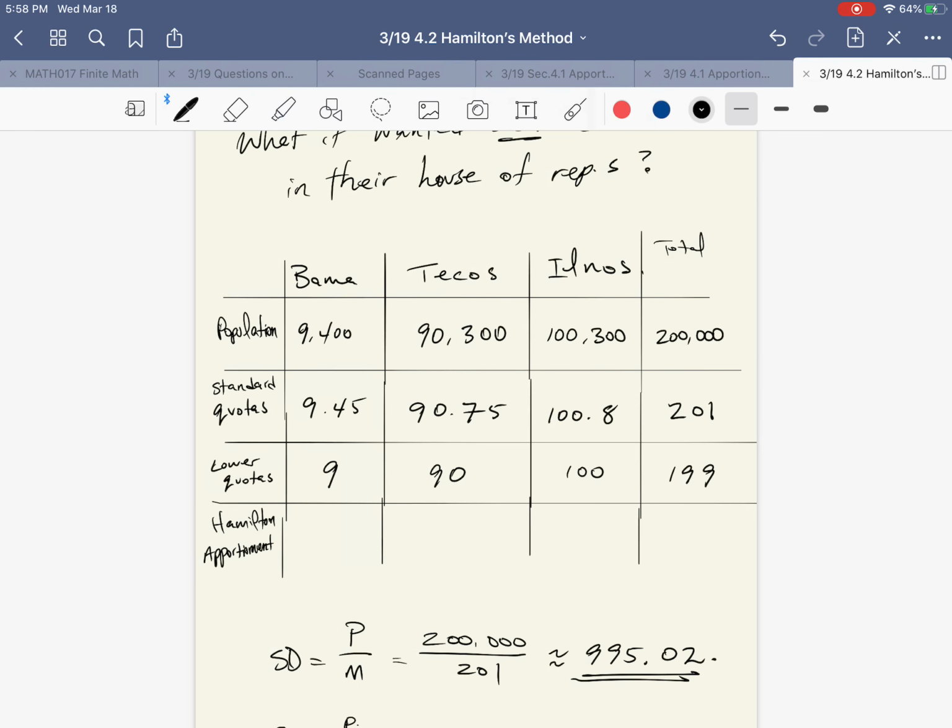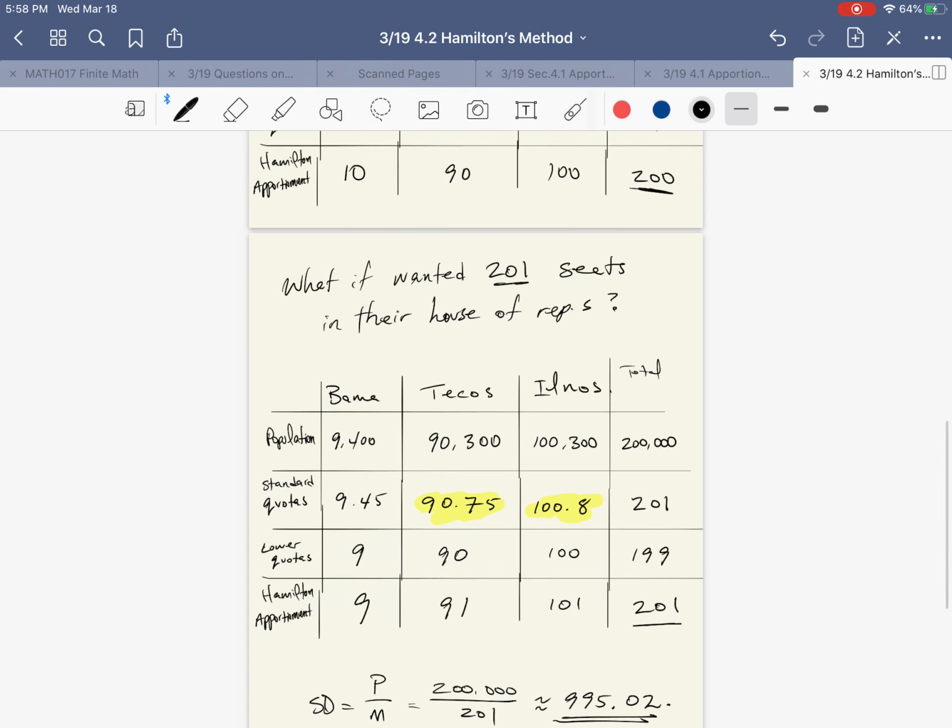Let's see who has the highest fractional parts. Now the highest fractional parts are Tecos with 0.75 and Illinois with 0.8. Bama now has the smallest fractional part. So what does that mean? It means that Bama doesn't get one of the surplus ones. Tecos does. They go up to 91. Illinois goes up to 101. And finally, this does add up to 201, just like it should.